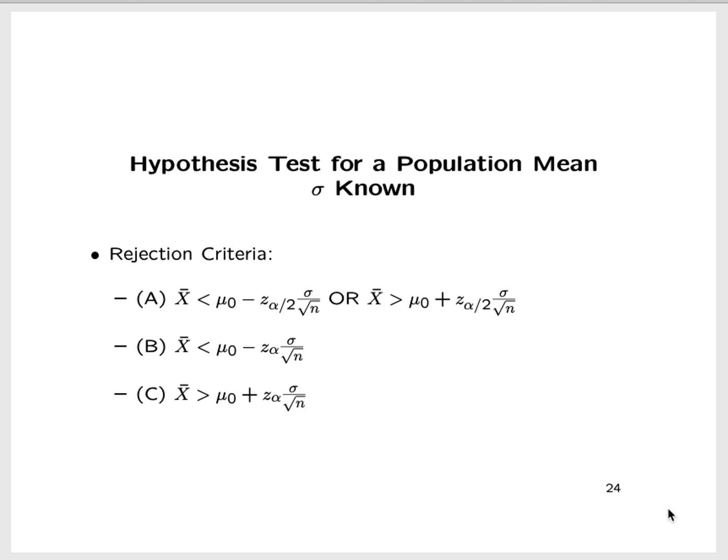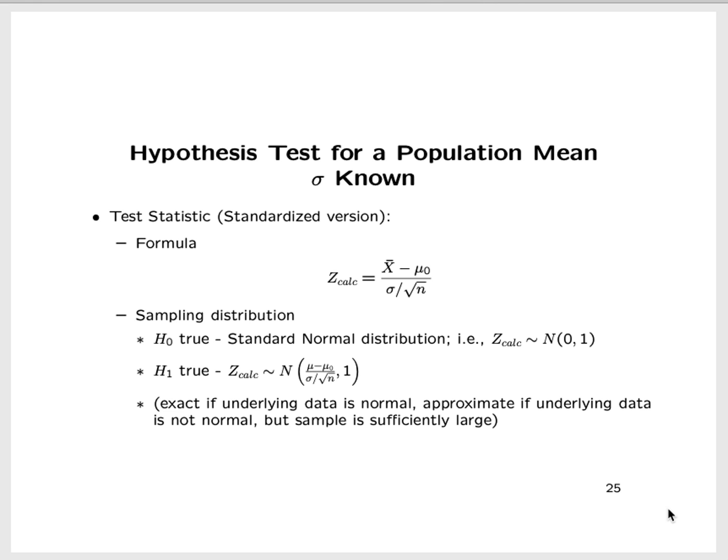So these are the rejection criteria if we're using the sample mean X bar itself as the test statistic. Now, we can also use the standardized version of X bar as the test statistic, and that's typically what is done. I'm going to denote the standardized version of the test statistic by zcalc.